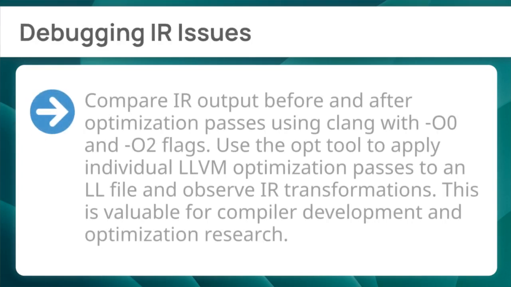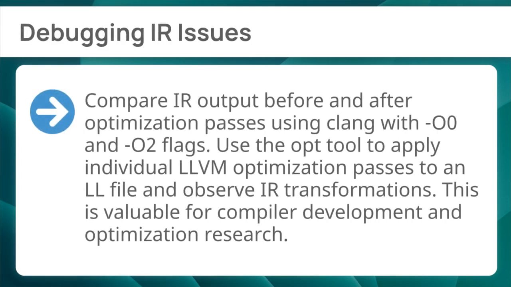Finally, debugging IR issues. Compare IR output before and after optimization passes using Clang with O0 and O2 flags. Use the opt tool to apply individual LLVM optimization passes to an LL file and observe IR transformations. This is valuable for compiler development and optimization research.